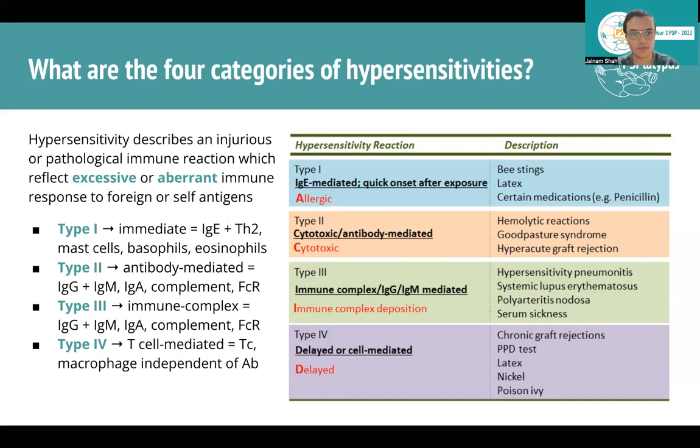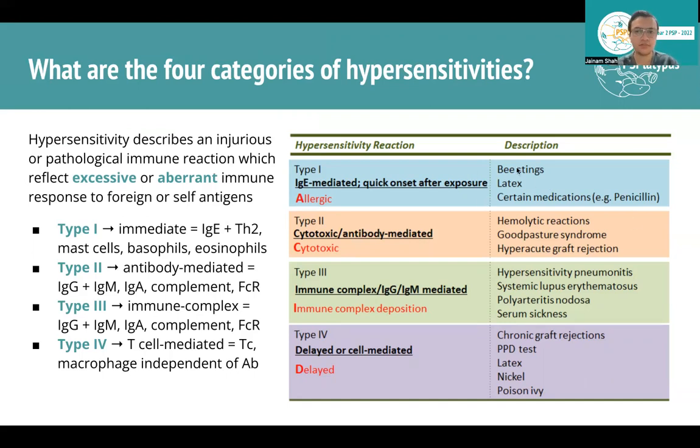So there's a nice mnemonic to remember the 4 different types of hypersensitivities, which is ACID. So type 1 is classically the allergic type, which is also known as an immediate type hypersensitivity, which mainly involves IgE antibodies, but it also involves the Th2 cells, mast cells, basophils, eosinophils, etc.